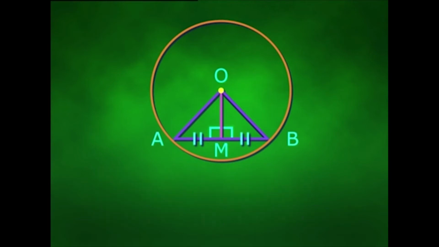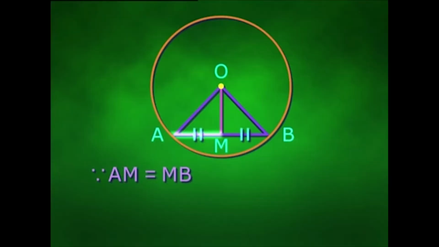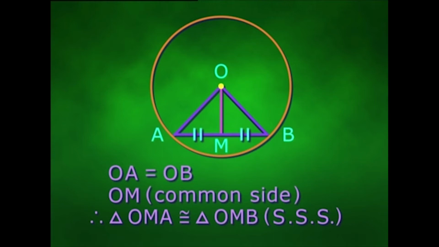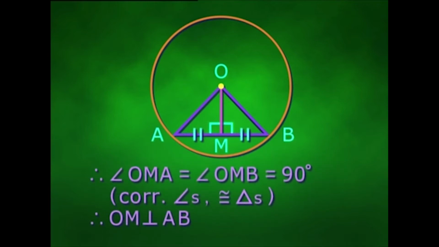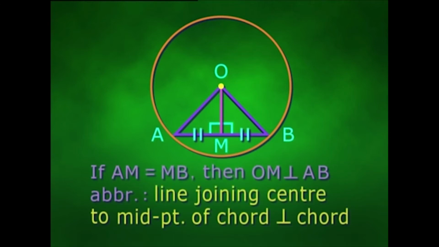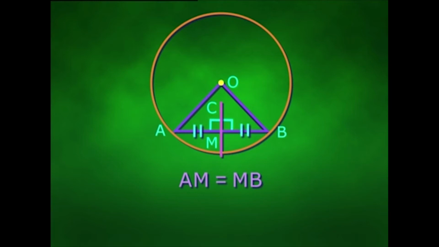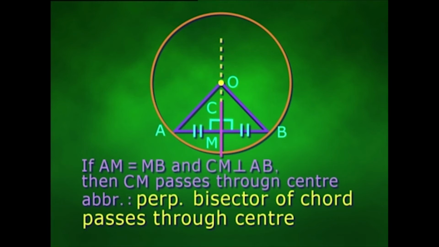The theorem is, the perpendicular from the center of a circle to a chord bisects the chord. The converse theorem of this theorem is, the line joining the center of a circle and the midpoint of a chord is perpendicular to the chord. Based on these two theorems, the corollary can be deduced that the perpendicular bisector of a chord passes through the center.